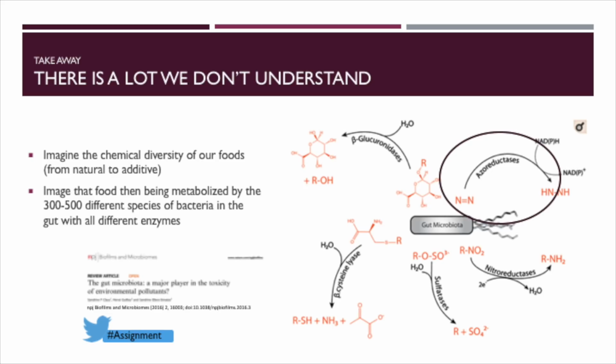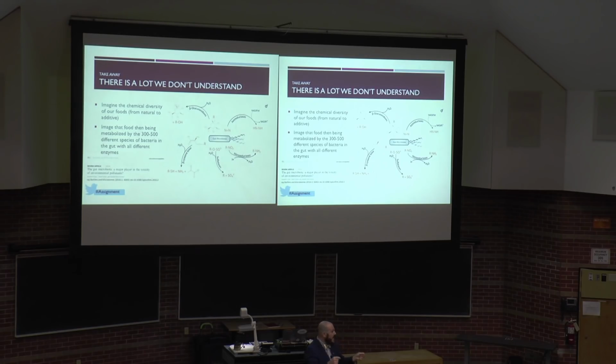Now, our microbiome has 30 times the number of genes of the human genome, so we have to understand that there are different enzymes produced by the microbiome. We don't produce azoreductases or nitroreductases. We don't produce any of those. So when a food has a chemical bond that these enzymes are able to break apart, we then have to be concerned with the metabolites that have been produced, right?